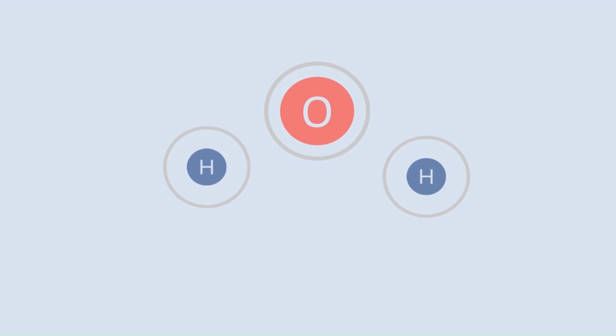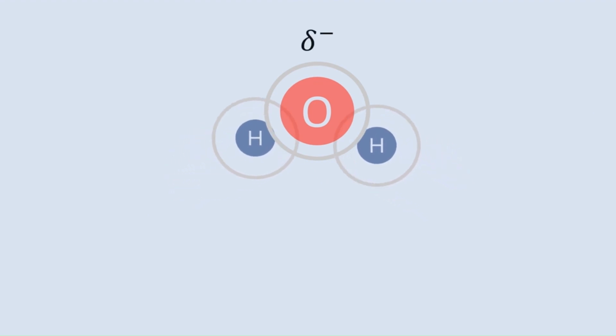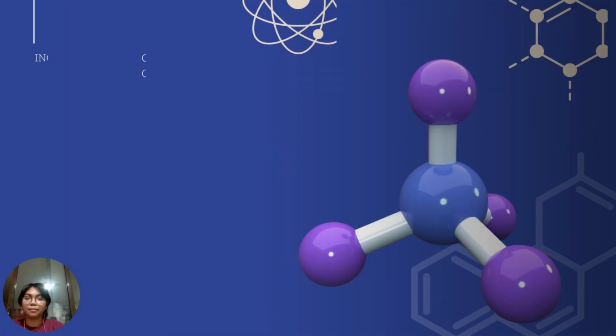In water, two hydrogen atoms and one oxygen atom come together through covalent bonds. Oxygen, with its higher electronegativity, attracts the shared electrons more strongly, creating a partial negative charge near the oxygen atom and a partial positive charge near the hydrogen atoms. This gives water its unique properties, such as surface tension and the ability to dissolve a wide range of substances.